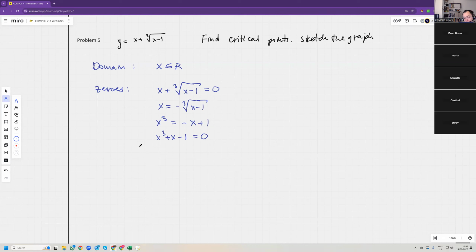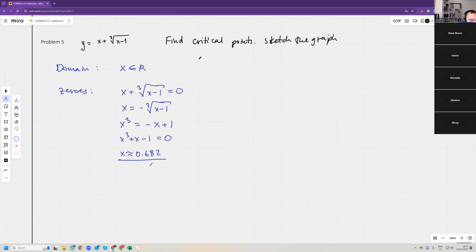It's not easy, so I'm going to use technology. I'm going to use my calculator to do this. So that's going to be 1, 0, 1, minus 1. I've got x is approximately 0.682. That's one of the roots. Doesn't give me the exact value. Okay, so that's a 0. Good to know.